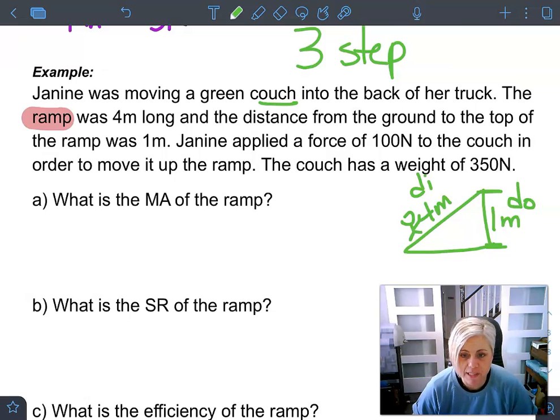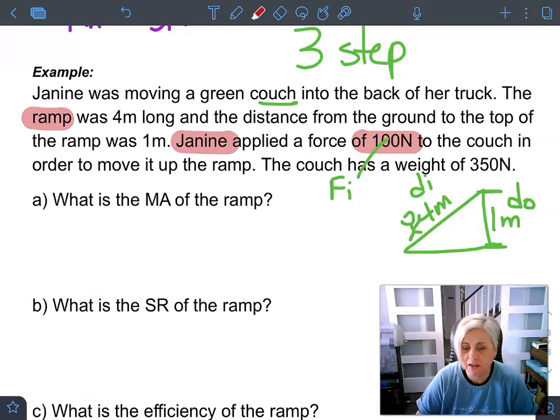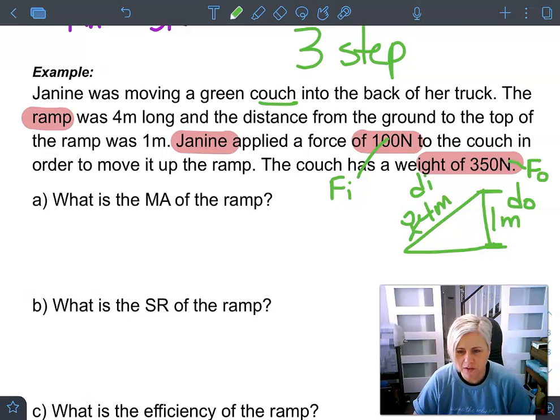Okay, now forces. Janine applies a force of 100 newtons. Because Janine applied it, that will be our force input to the couch in order to move it up the ramp. The couch itself has a weight of 350 newtons. All right, and that is the load. So that will be our force output.